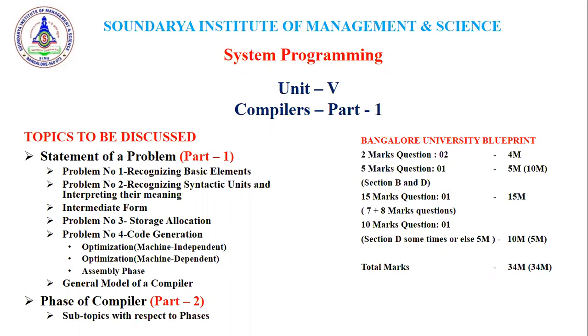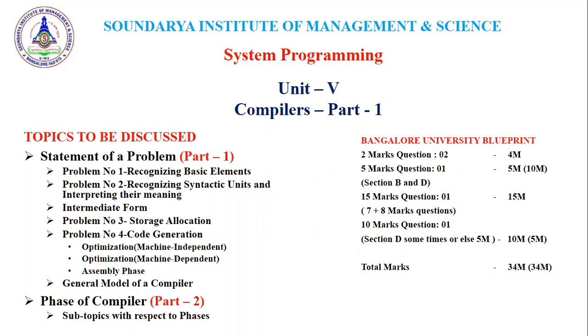Statement of a problem. Problem number 1: recognize basic elements used in the compiler. Problem number 2: recognizing syntactic units and interpreting their meaning. After that, we need to study intermediate form. Problem number 3: storage allocation. Problem number 4: code generation.